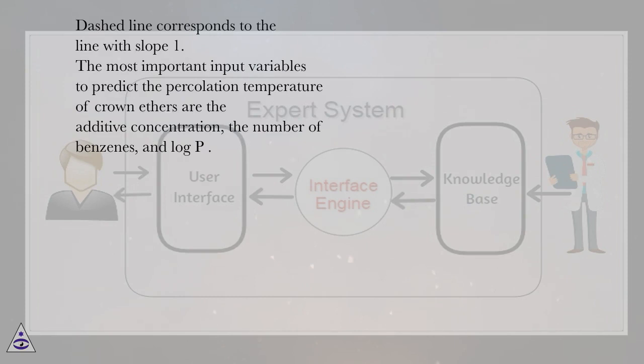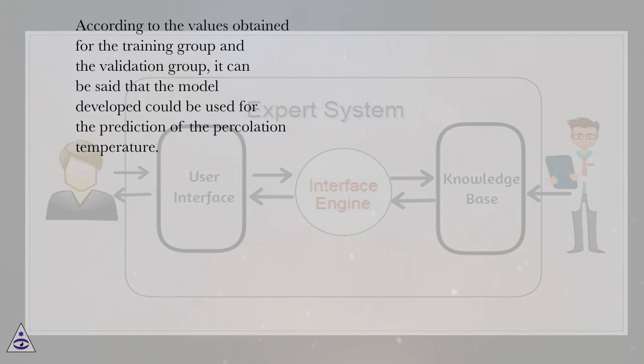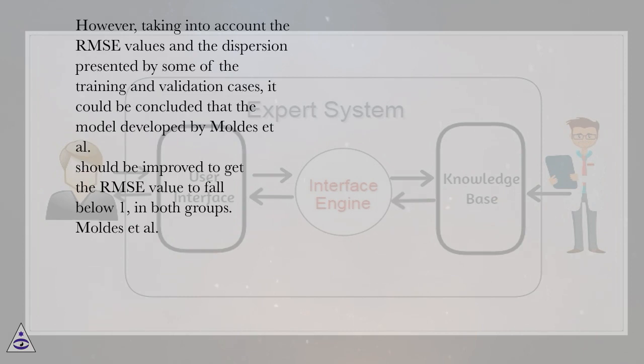The most important input variables to predict the percolation temperature of crown ethers are the additive concentration, the number of benzenes, and log P. According to the values obtained for the training group and the validation group, it can be said that the model developed could be used for the prediction of the percolation temperature. However, taking into account the RMSE values and the dispersion presented by some of the training and validation cases, it could be concluded that the model developed by Moles et al. should be improved to get the RMSE value to fall below 1, in both groups.